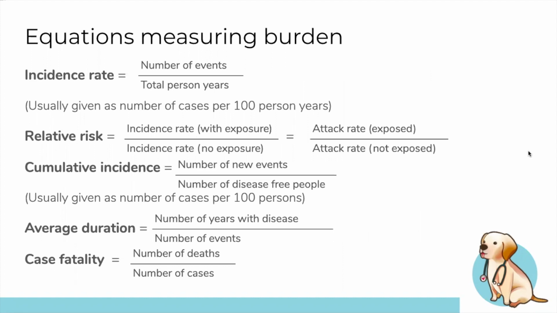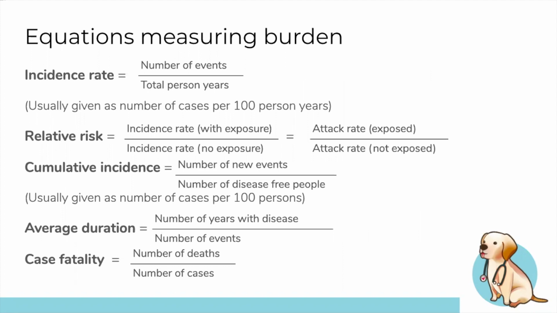So equations that measure this burden are listed here. There are so many equations, and you should sit down and learn them. Incidence rate: because we've talked about it being the number of new events, we quote it as the number of events over total person years. And this is usually given per 100 person years, just so the number isn't super small.